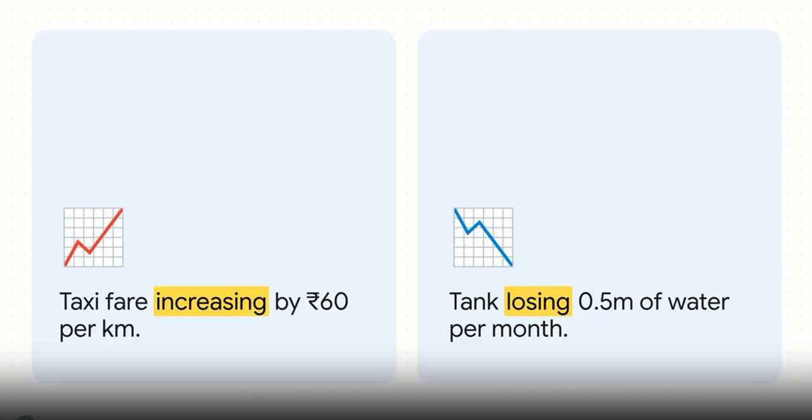Let's stick with our taxi fare for a second, because we are continuously adding a constant amount of 60 rupees over equal intervals of kilometers. The numbers march steadily upward. We call this linear growth.